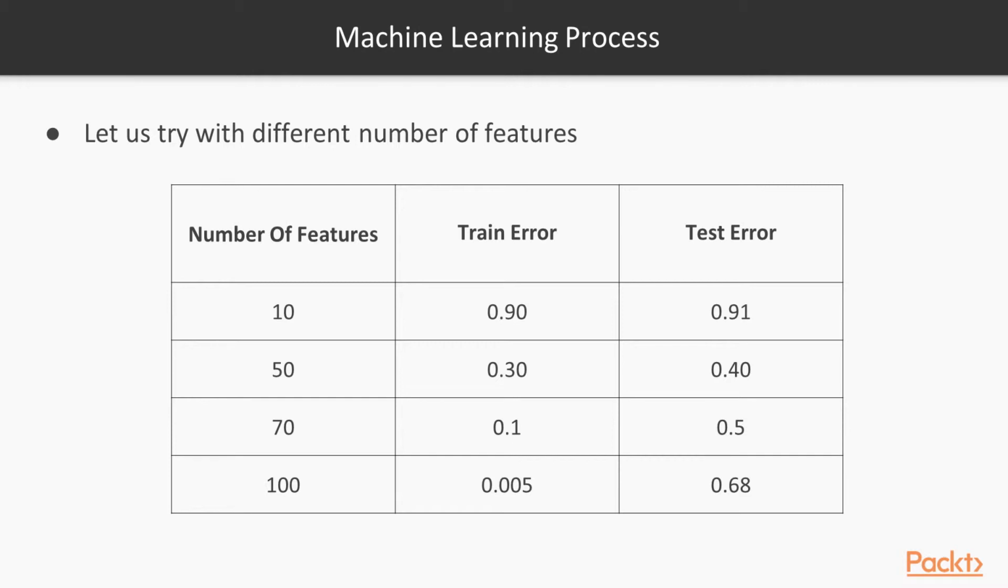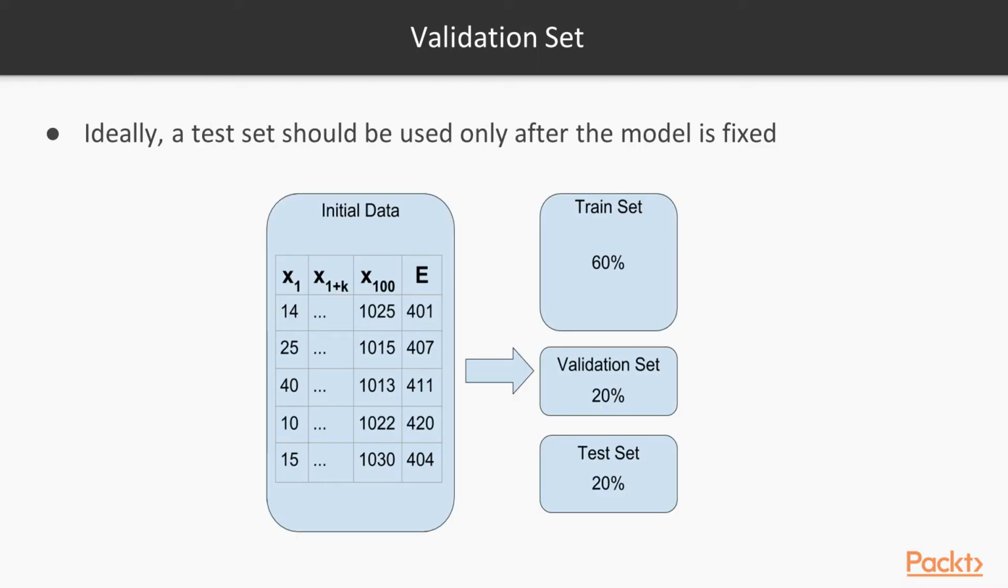we get. For 10 features, we get a train error of 0.90 and a test error of 0.91. For 50, we get a train error of 0.30 and test error as 0.4. For 70, we get 0.1 and 0.5. And again at 100, we get a training error which is very close to 0, but the test error is relatively higher. In a real-world scenario, the test data should be only used after the model is completely fixed.